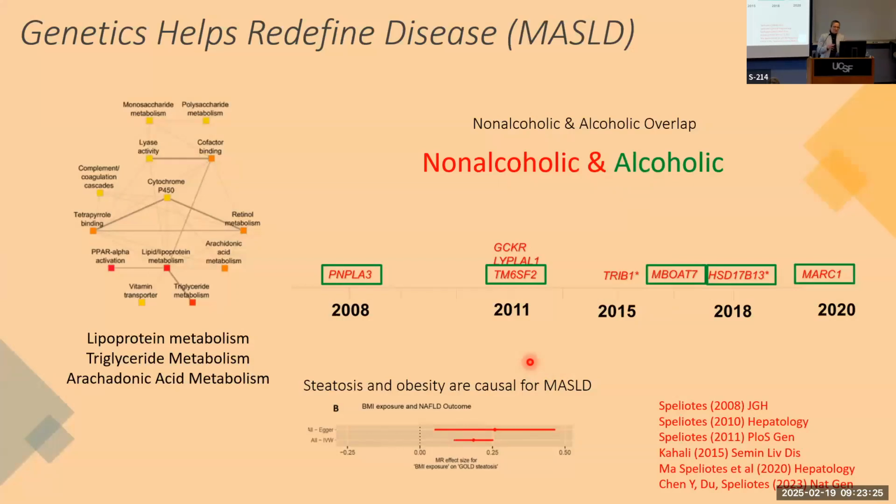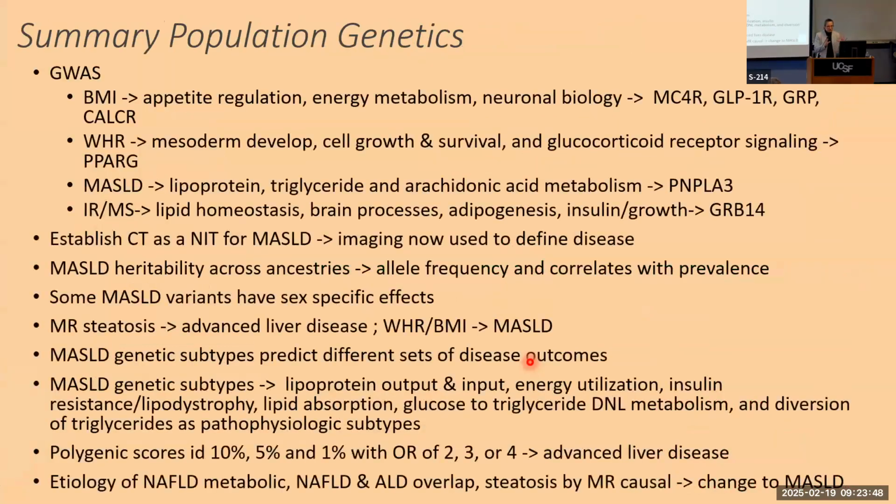And all of these things taken together have sort of moved us away from this idea that fibrosis is really the only important thing in MASLD. Actually, it's the metabolic disease that's causing the MASLD that's really important, and also moved us away from this non-alcoholic and alcoholic distinction into this new entity called MASLD, which I think fits better with some of the genetics. And so basically from a population genetics, this is my summary.